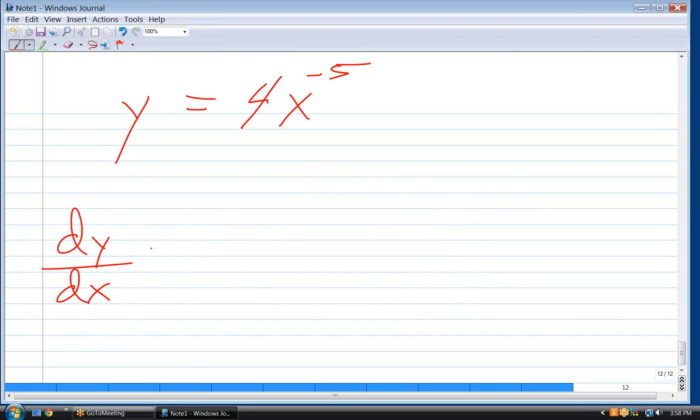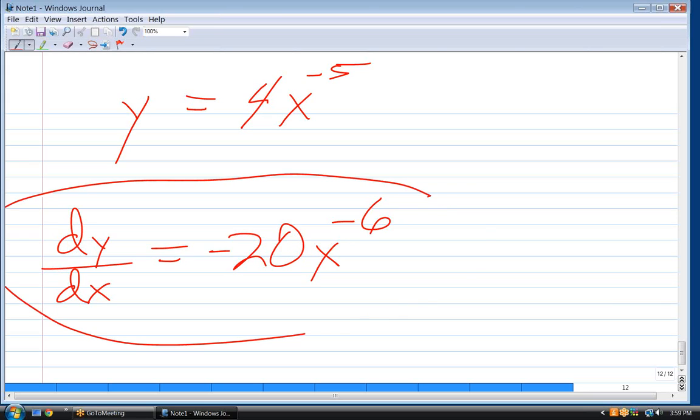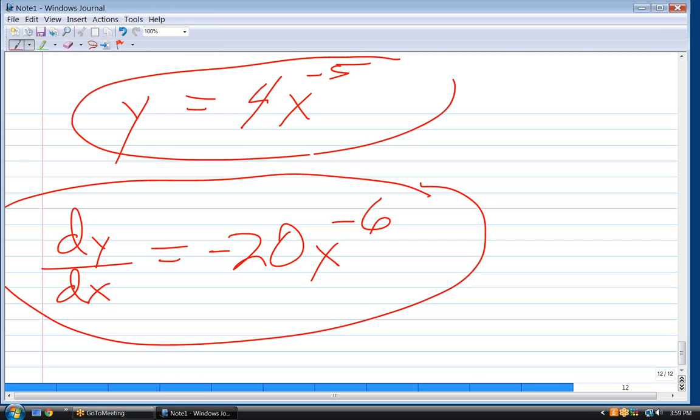So what would dy dx be equal to here? 20x. Take the exponent, multiply it by the coefficient. Negative 20x minus the negative 6. So I could call that y prime, I could call that f prime of x, I could call it everything, but this is the derivative function of this.